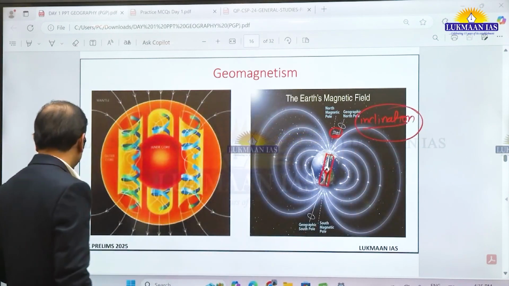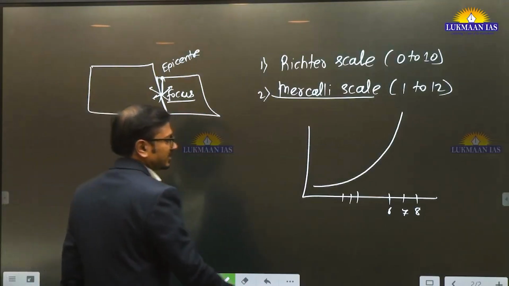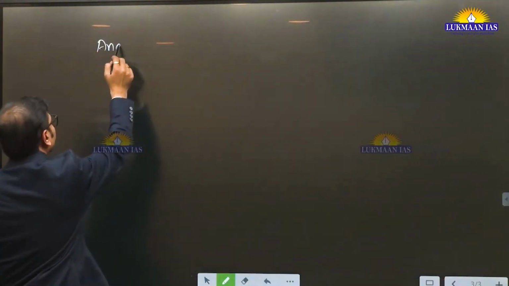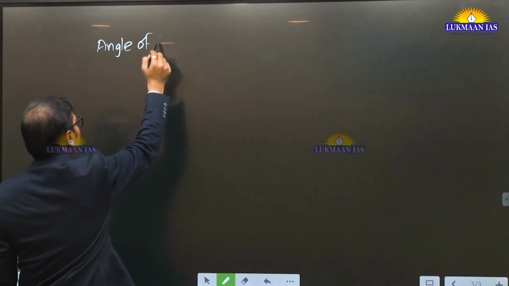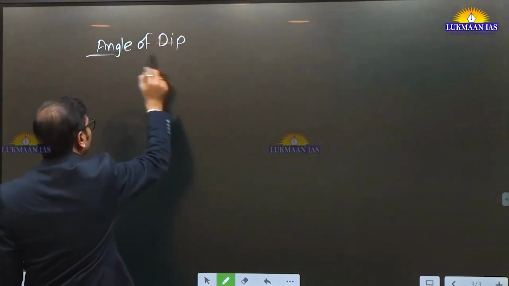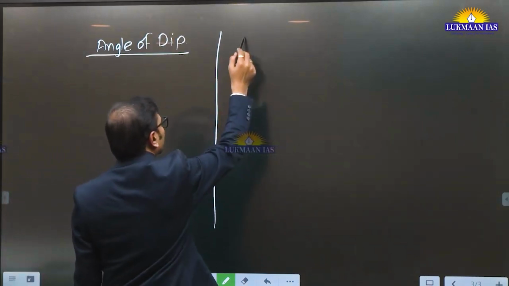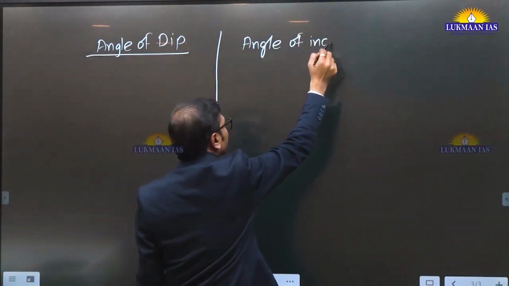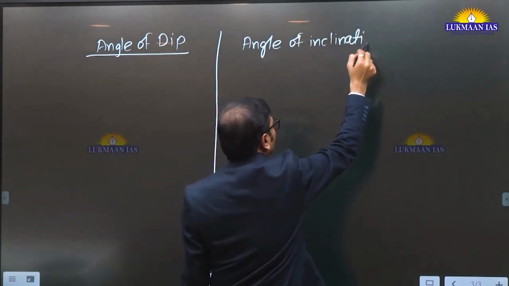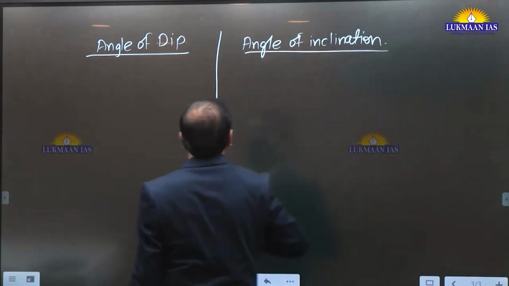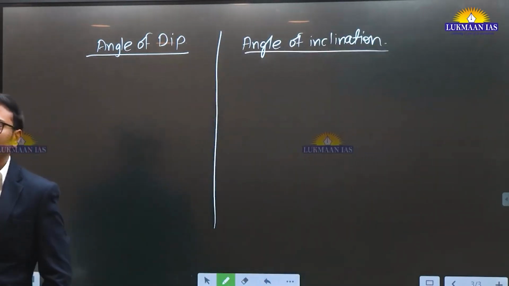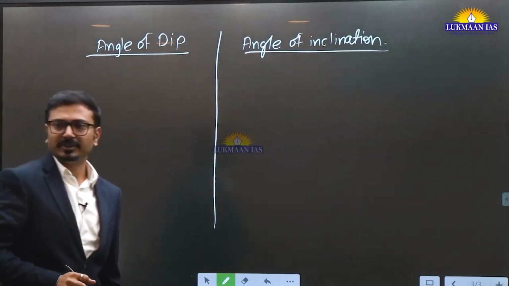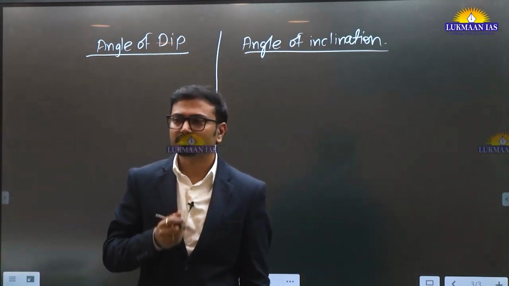There are two concepts here. Let me explain that and its significance. It can also be asked in prelims. First of all, angle of dip or angle of declination, and the other is angle of inclination. What is this concept? Yes, angle of dip. क्या concept है ये?